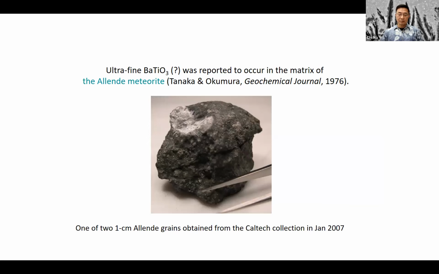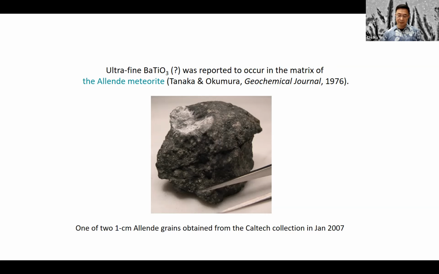When I was writing up the manuscript on the perovskite for publication, I came across references from the 70s reporting that ultra-fine-grained barium titanate occurs in the matrix of Allende meteorite. So at that time, I wanted to do a comparison study to finish my paper. So I went to the Caltech meteorite collection and gathered 2 grains of Allende meteorite. This is one of them. So that was in January 2007.